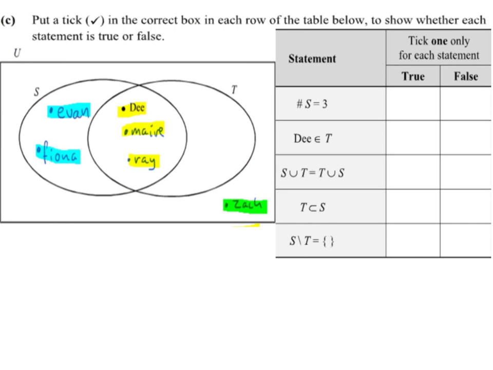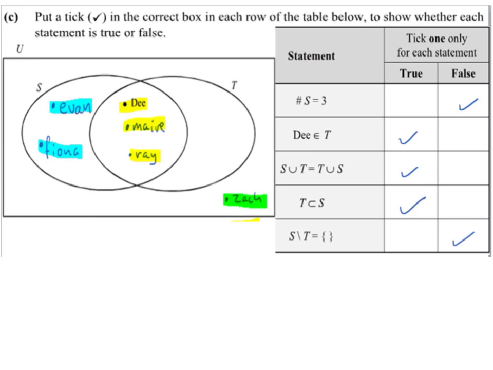Part C. Put a tick in the correct box in each row of the table to show whether the statement is true or false. So we have to use our Venn diagram that we just completed, and we need to see if these statements are true or false, and we put a tick inside these boxes. So the first statement is the cardinal number of S, so that means the number of elements in S is 3. So let's have a look at S.